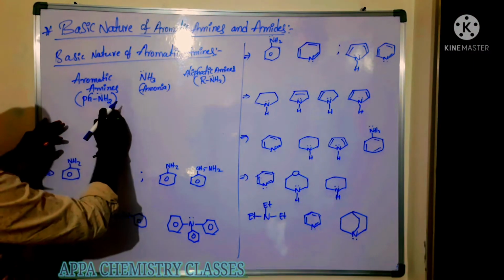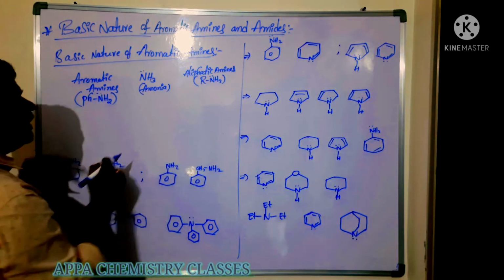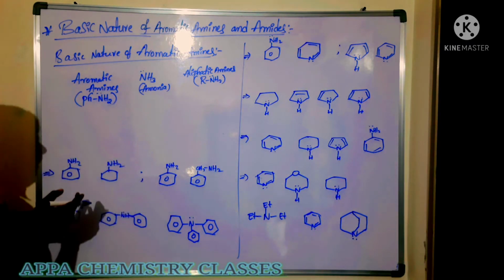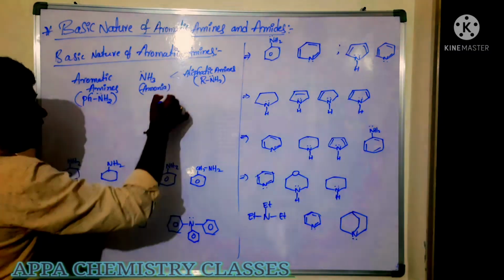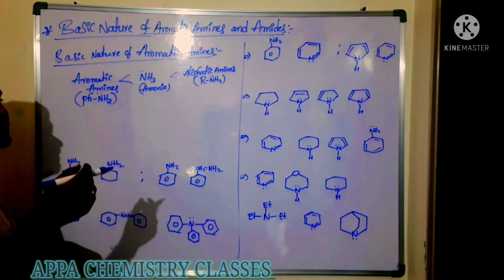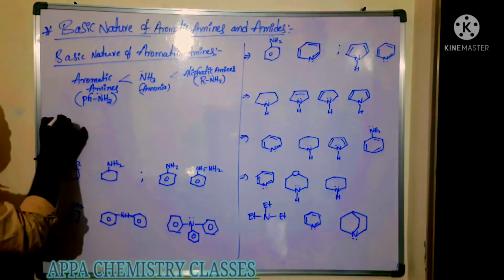Now here aromatic amines are there, ammonia is there, aliphatic amines are there. So which is more basic here, which can easily donate the electron pairs? The aliphatic amines will be more basic. After that ammonia, and aromatic amines are least basic in nature. So what is the reason here?